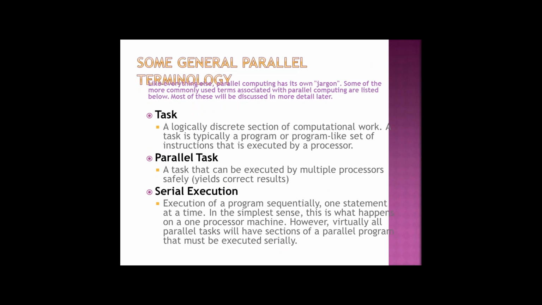These are the various terminologies used in parallel computing. First of all, there is a task. A task is typically a program or program-like set of instructions that is executed by the processor. That is, any flow that is used by the program is known as a task. Then parallel task, that is, more than one task is executed at the same time, or a single task can be executed by multiple processors safely at the same time.